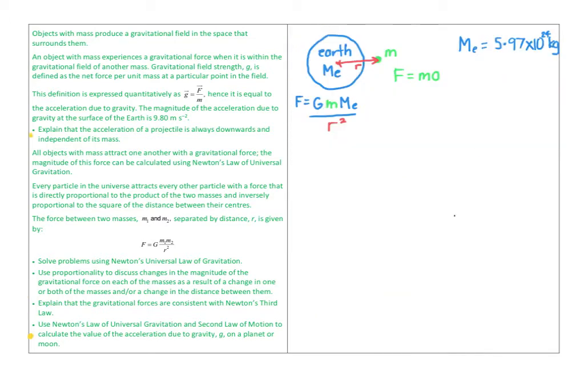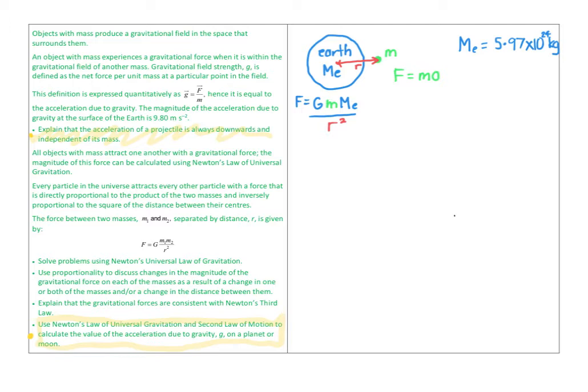Finally, for this bit, we just want to look at this bit here: explain the acceleration of the projectile is always downward and independent of mass, and we'll probably do that second. And finally, we want to think about this part here, which is use Newton's universal law of gravitation and Newton's second law of motion to calculate the value of acceleration due to gravity g on a planet or moon.